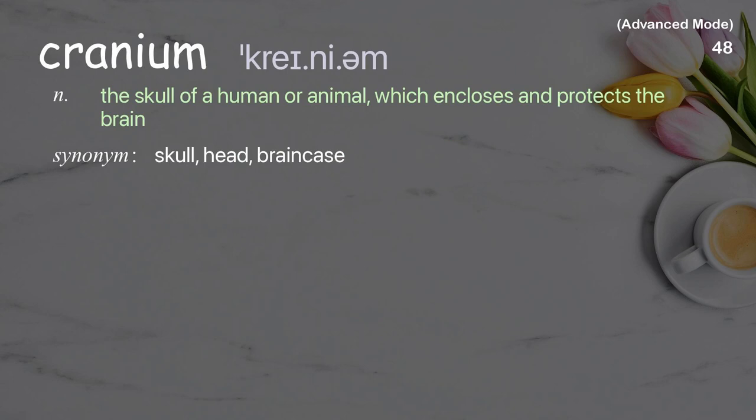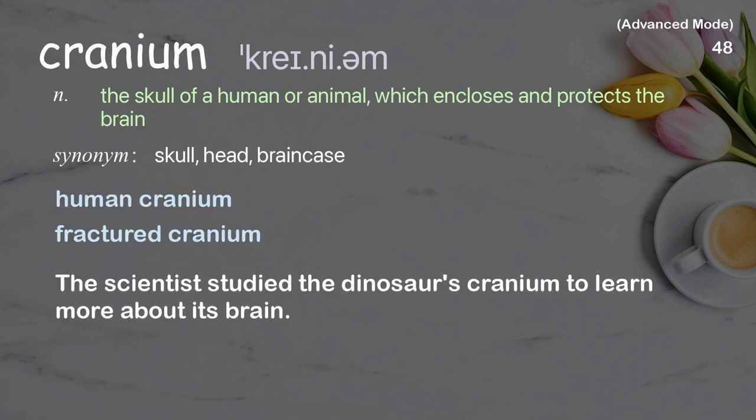Cranium: the skull of a human or animal, which encloses and protects the brain. Examples: human cranium, fractured cranium. The scientist studied the dinosaur's cranium to learn more about its brain.